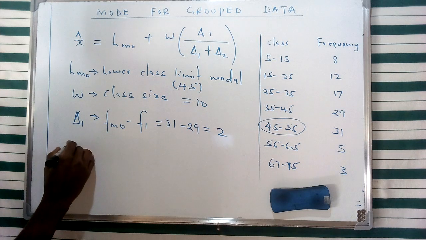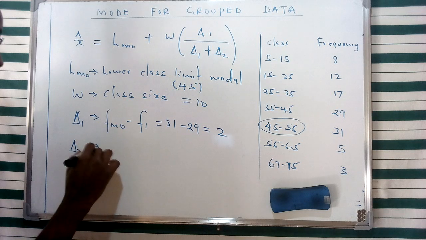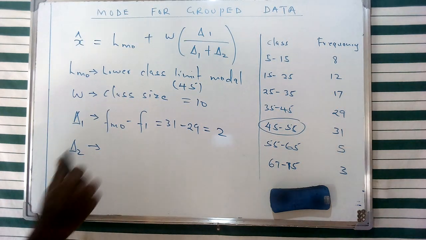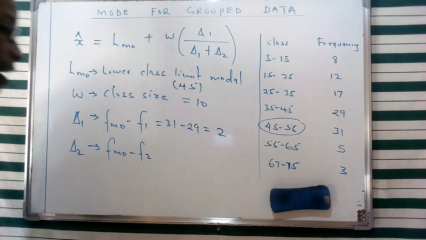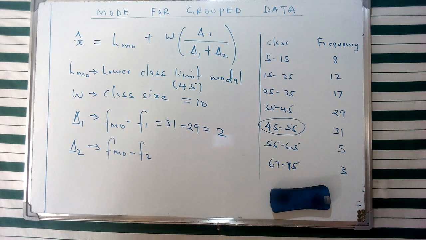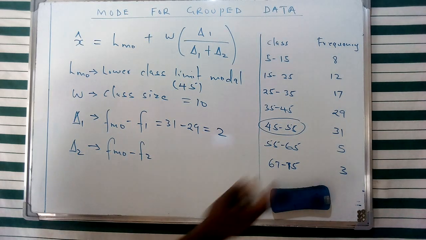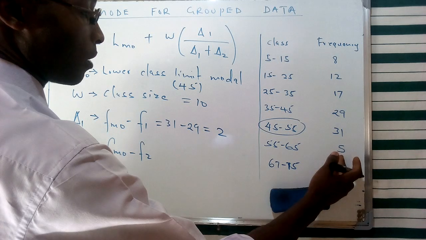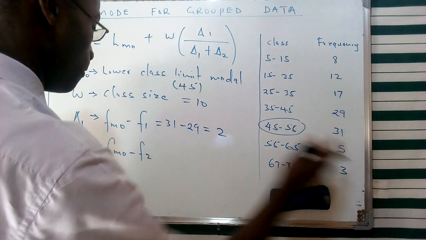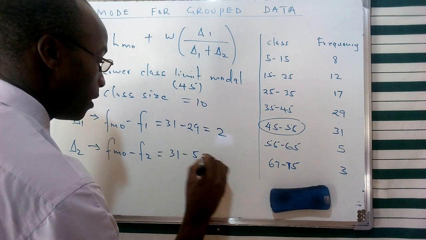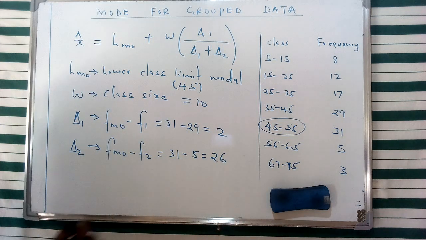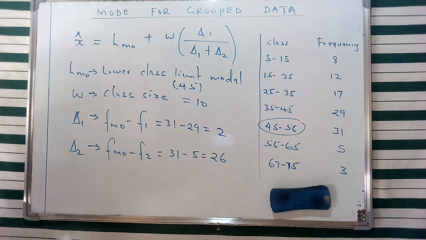And then we have delta 2, given as the difference between the frequency of the model class and the frequency of the class following the model class. The frequency of the class following the model class is 5. So this implies the difference between 31 and 5, which is 26. So the value for delta 2 is 26.